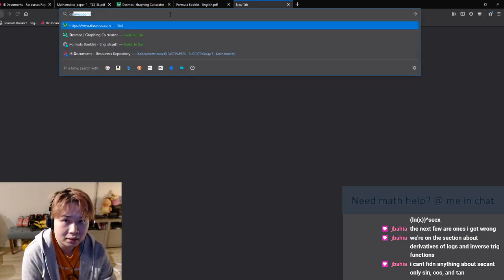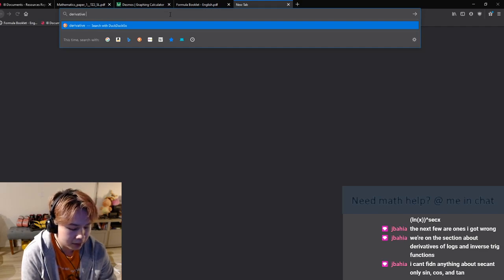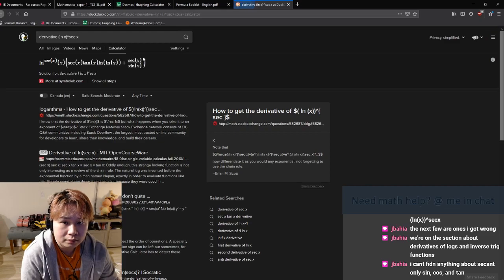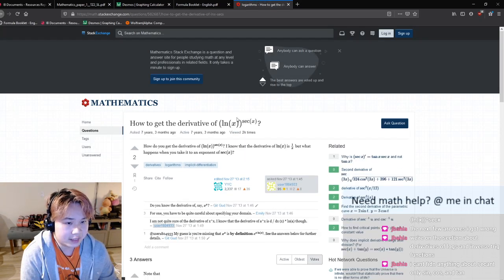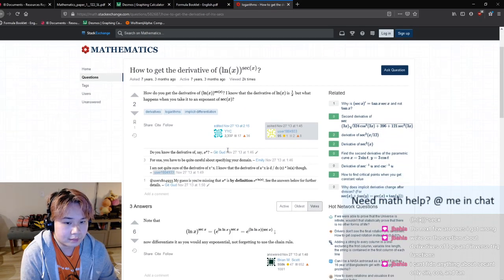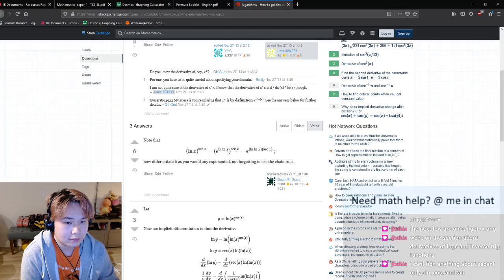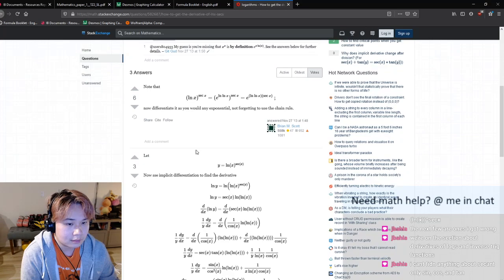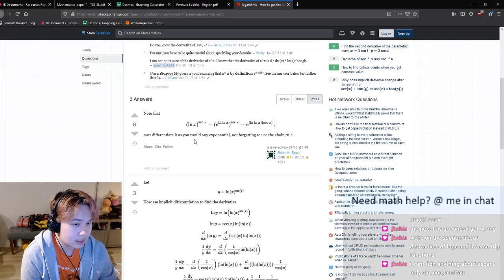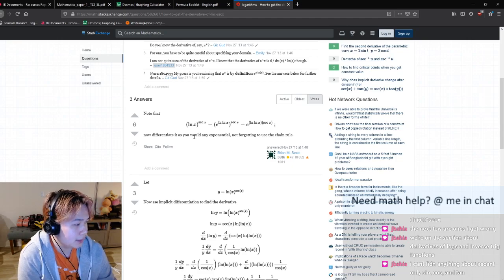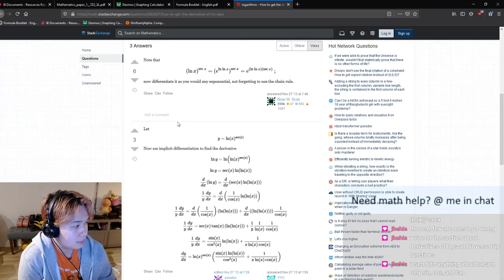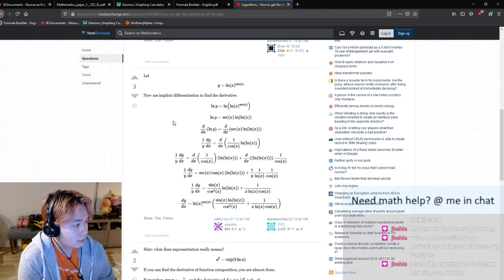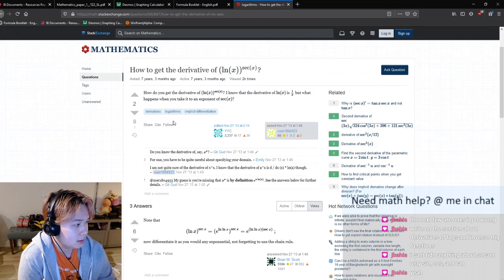Okay, let's see. Derivative of natural log x to the power of secant. So let's see stack exchange. Okay, do you know implicit differentiation at this point in time? Because that's probably how I would do it. You do? Okay.